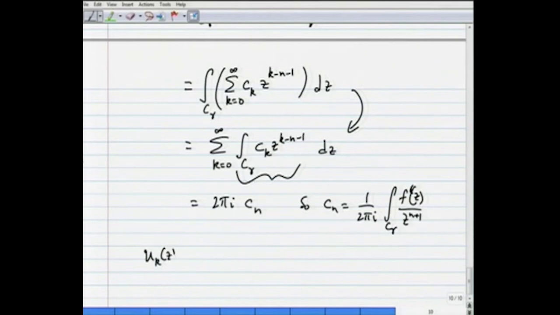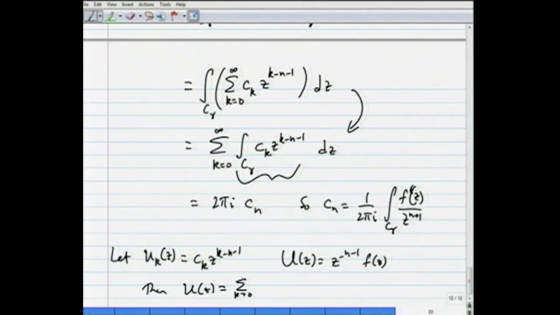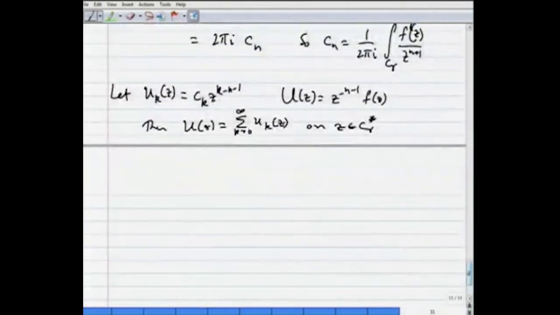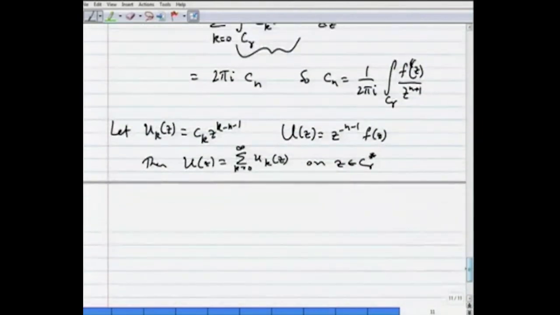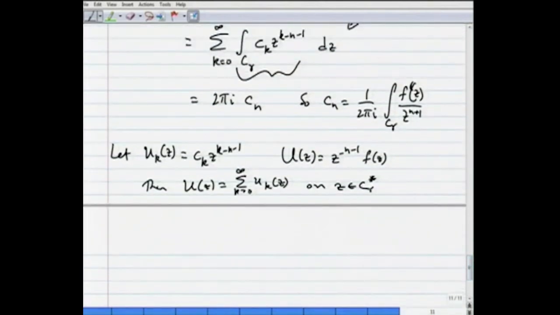So, firstly notice that if I let u_k(z) equal c_k z to the power k minus n minus 1, and capital U(z) equal z to the power minus n minus 1 times f(z). Then U(z) is equal to the sum over k from 0 to infinity of u_k(z), on at least z belonging to C_r star. It is actually true for all z belonging to the disk of convergence. But at least it is true on the trace of C_r. Also, all these functions are continuous, and this is clear because that is what f(z) is.